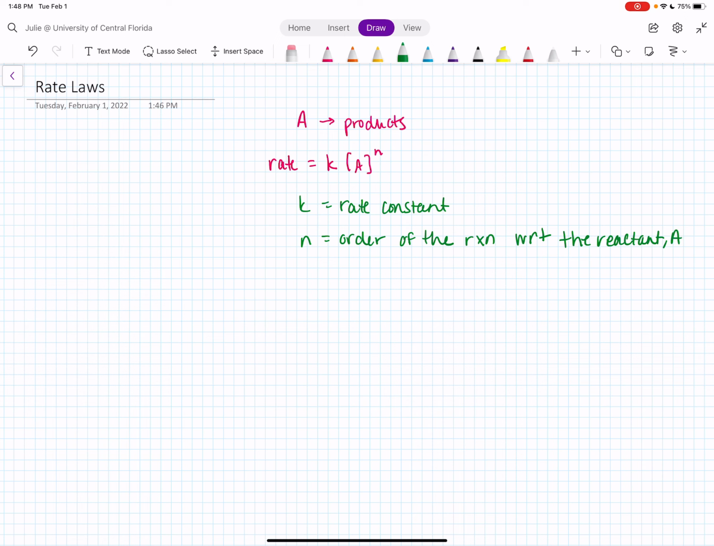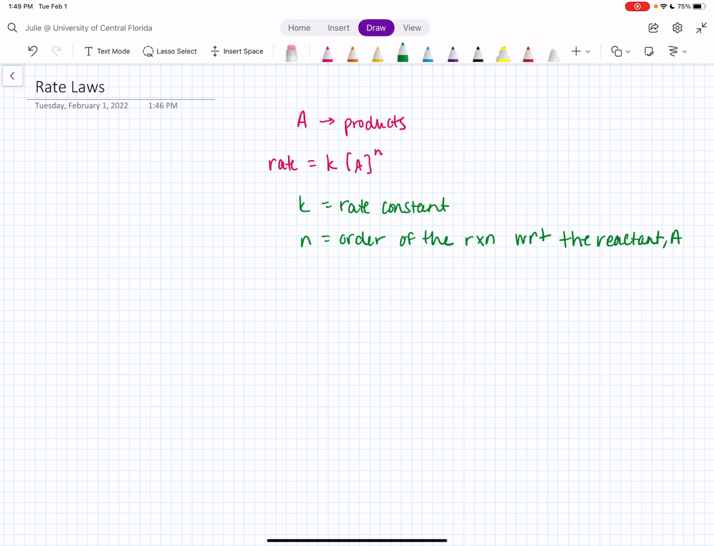A common mistake that students will make is to use the stoichiometry of the reaction to identify the reaction order. So they would look at this reaction where A decomposes into products and say that n is equal to 1 because there's only 1 mole of A, but that's not correct most of the time. Every once in a while that will work, but it's just by chance. So it's not exactly chance.